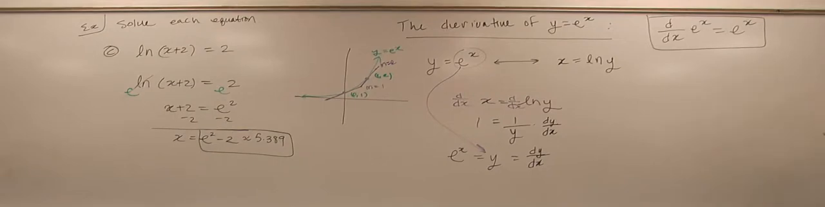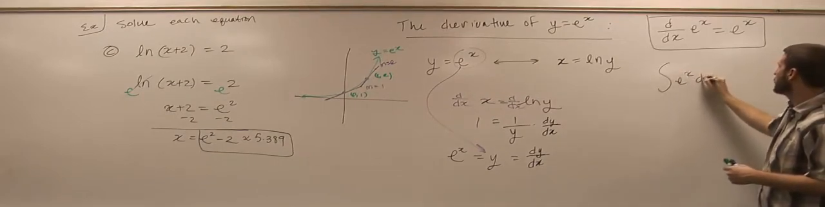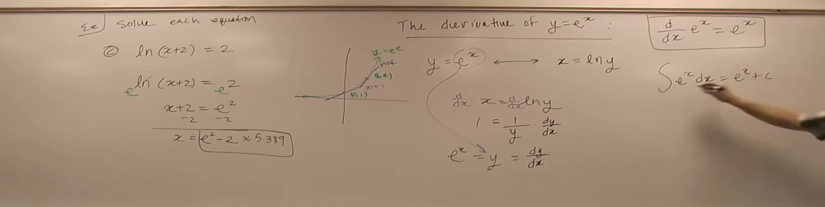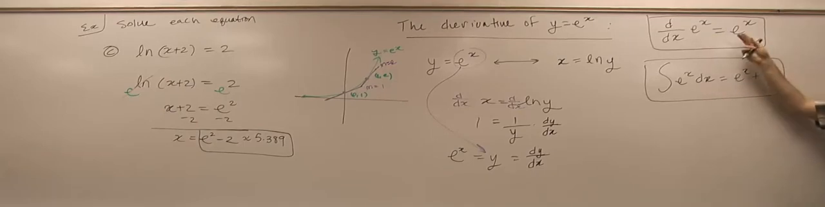Which means we can do an integral too. Pretty quickly. What's the integral of e to the x dx? e to the x again, plus a constant this time. Right? If the derivative is e to the x, then when you go backward and do the integral, you get e to the x.